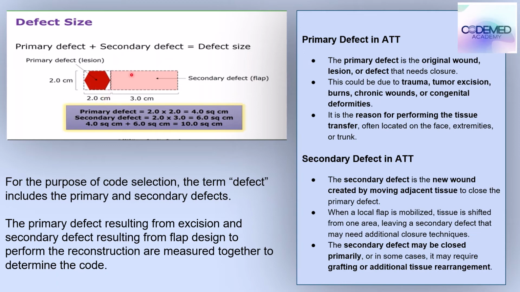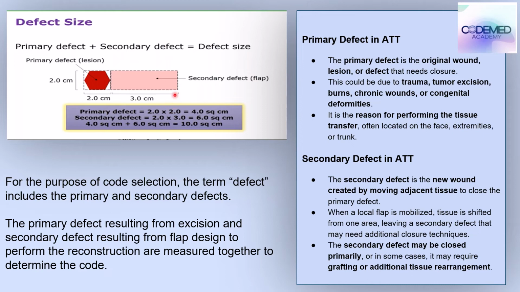Now to close this defect we create a flap, and we then pull this flap over this defect like a blanket. So for that we have created another defect here, because when I'm creating a flap, I'm going to cut it from here, cut it from here, cut it from here, and then I'm going to pull it over here. So that is called a secondary defect.